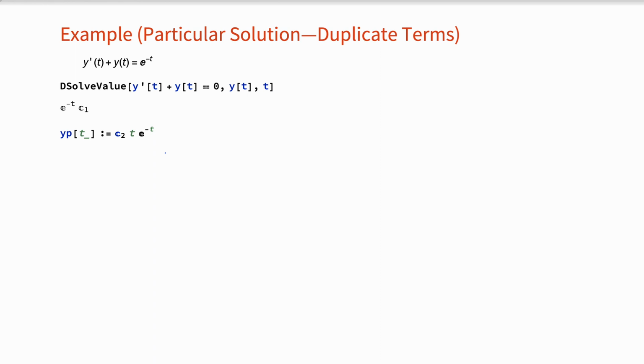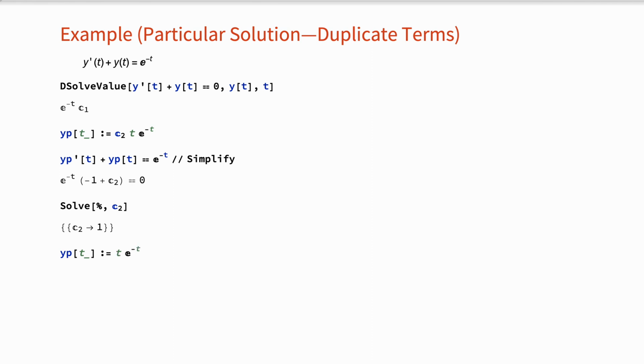Note that if t times e to the power minus t was also a term in the complementary solution, we would have multiplied by t to the power 2. The general rule would be to multiply the suggested solution by t to the power of the smallest exponent that would make this solution linearly independent from the complementary solution. We now substitute this solution into the differential equation and solve to find c. And so the particular solution will be t times e to the power minus t.